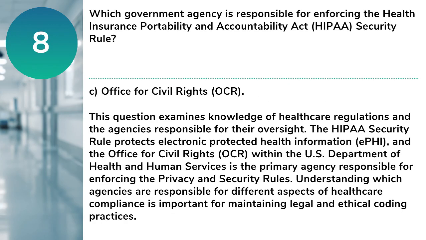Answer: C. Office for Civil Rights, OCR. This question examines knowledge of healthcare regulations and the agencies responsible for their oversight. The HIPAA security rule protects electronic protected health information, EPHI, and the Office for Civil Rights, OCR, within the U.S. Department of Health and Human Services is the primary agency responsible for enforcing the privacy and security rules. Understanding which agencies are responsible for different aspects of healthcare compliance is important for maintaining legal and ethical coding practices.